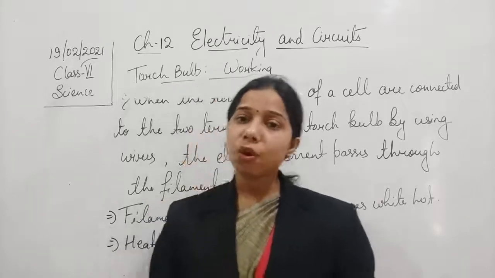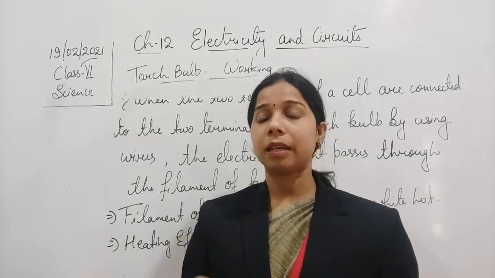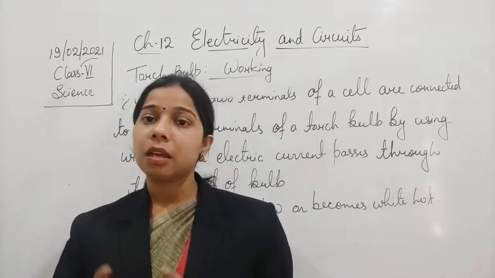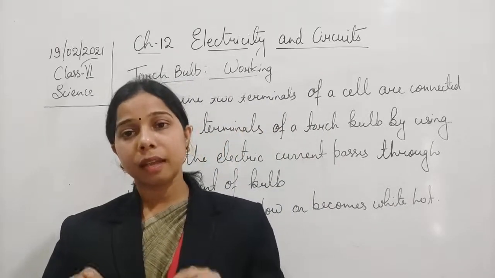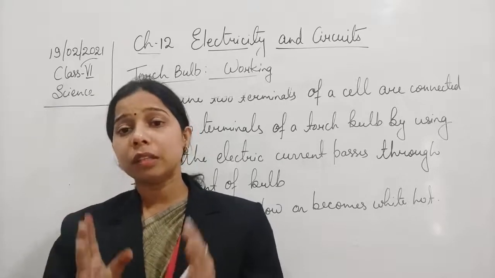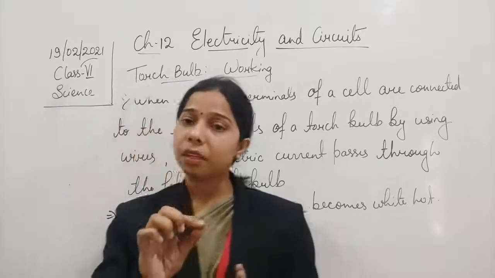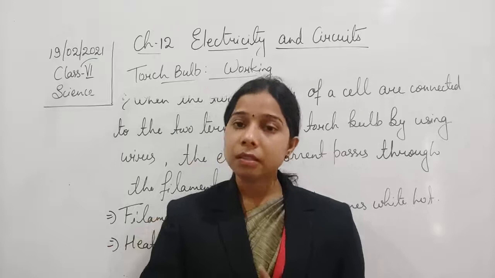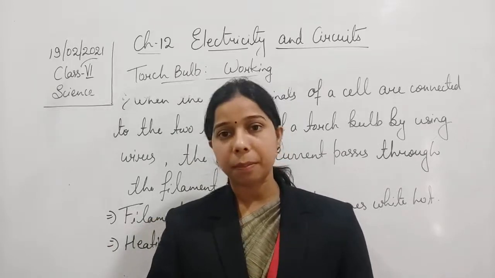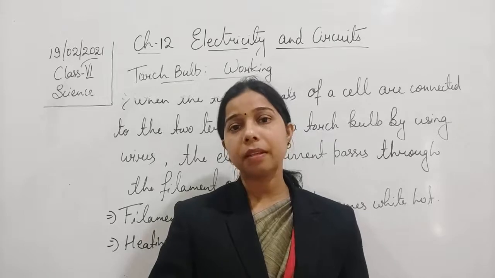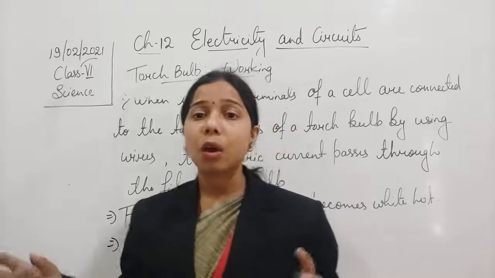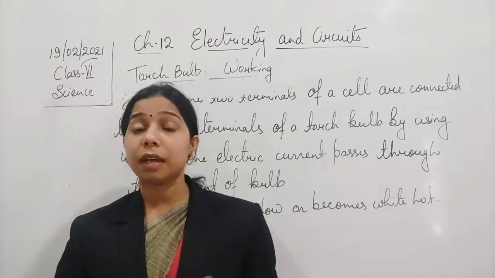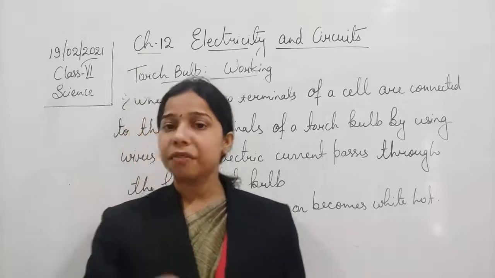Inside the glass bulb, we have seen that there are two thick wires. Through these two thick wires, a very thin wire is connected. This thin wire is known as the filament of the bulb, and its role is to connect the outer circuit to the bulb. The filament is made up of a very thin tungsten wire.